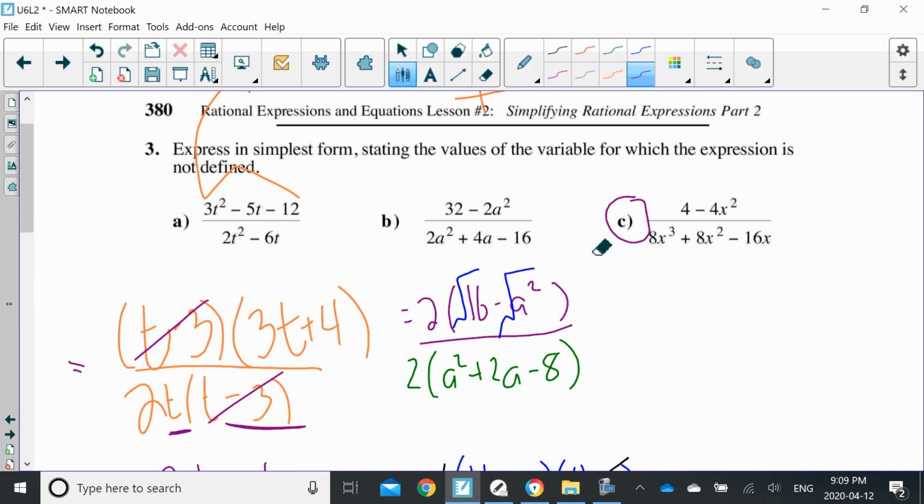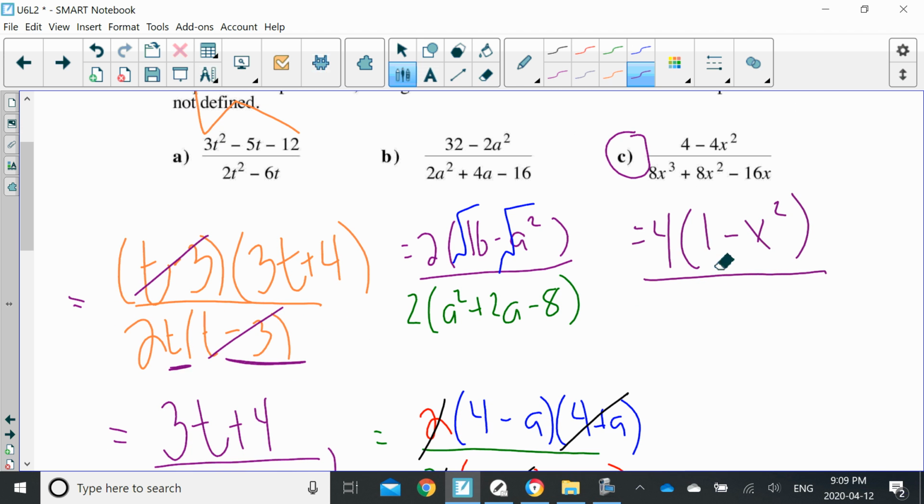Okay, for C, what would you guys GCF out of here? A 4. And you get 1 minus x squared. Before you start saying, what do I do here? You've got an 8, an 8, and a 16, so I could take it to a GCF of 8. And I've got an x cubed, x squared, and an x. The GCF for this is an 8x. What you'd be left with is x squared plus 1x, sorry, minus 2.